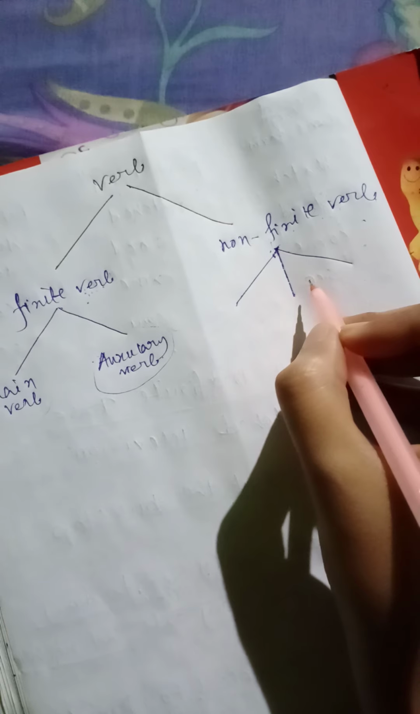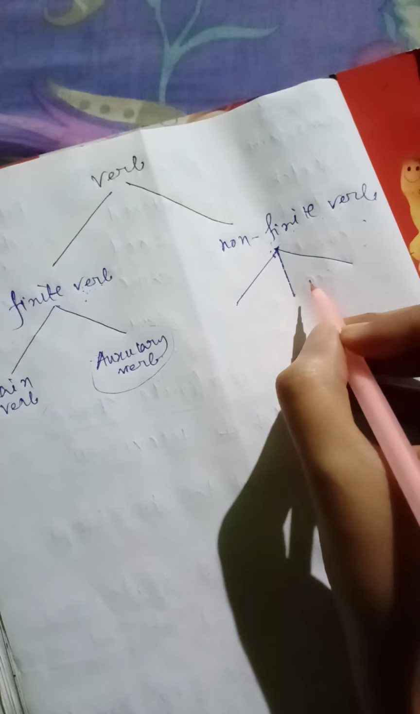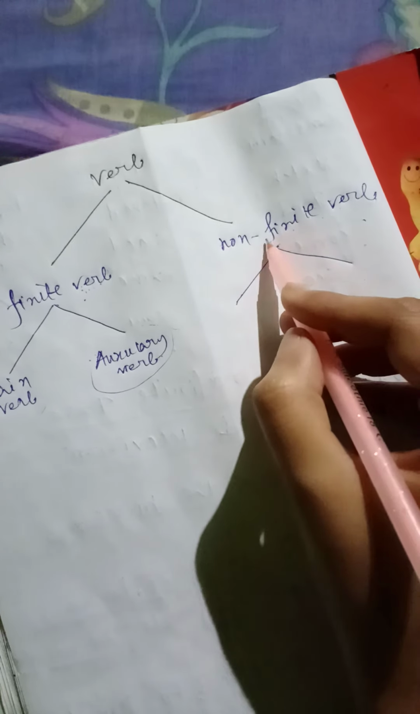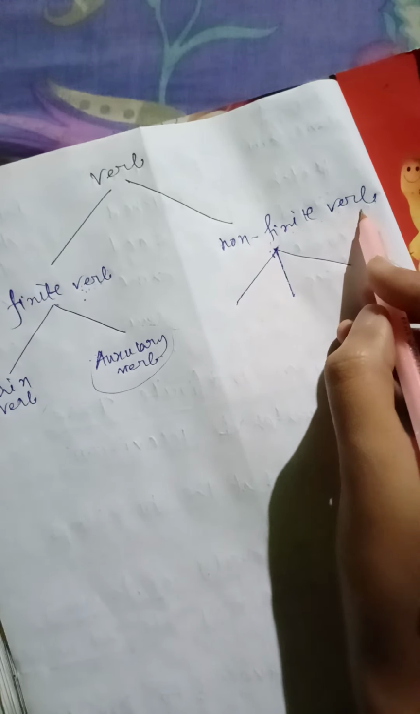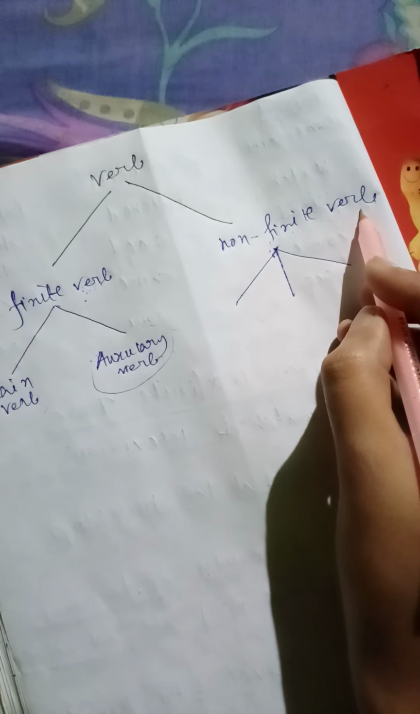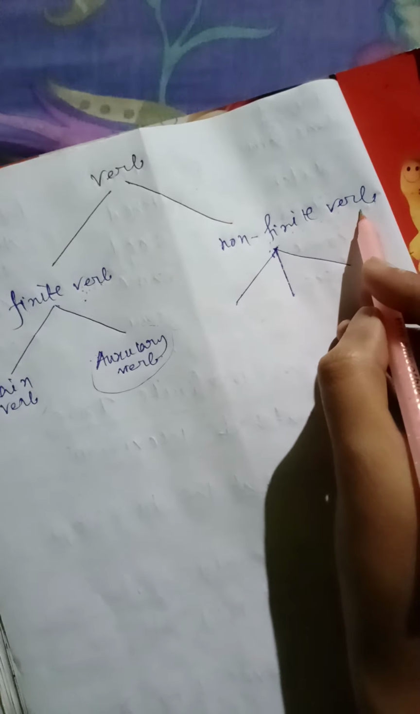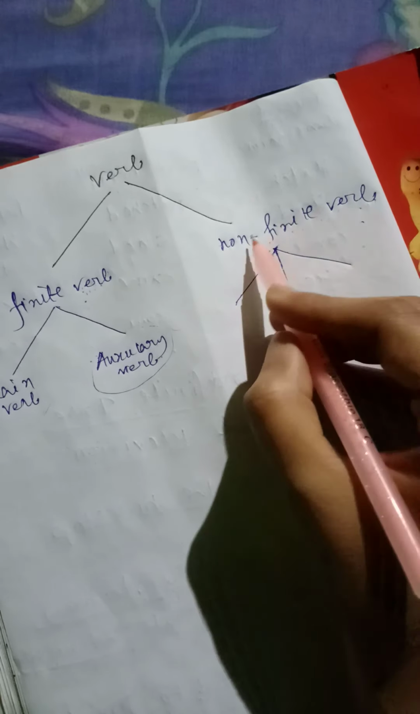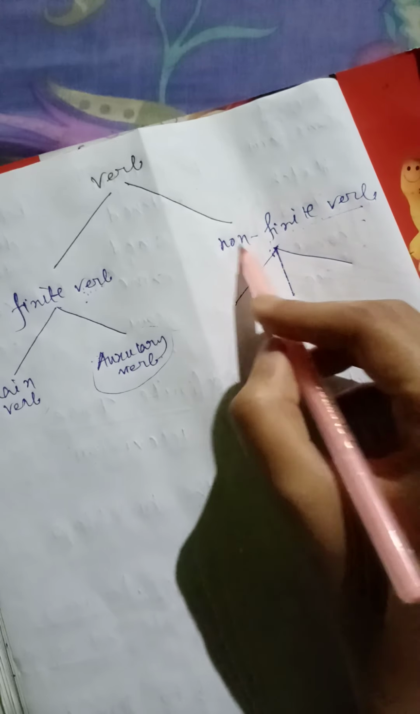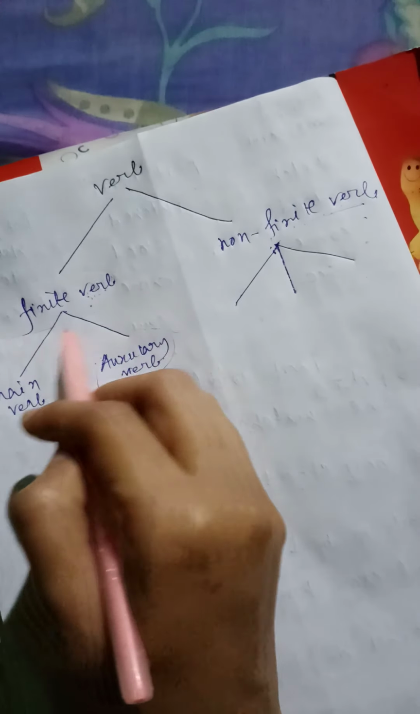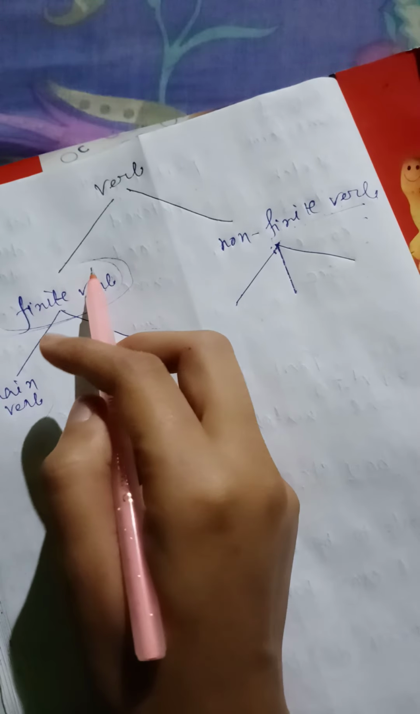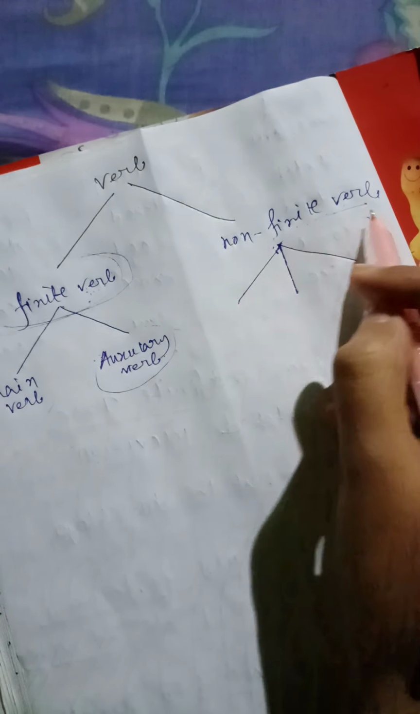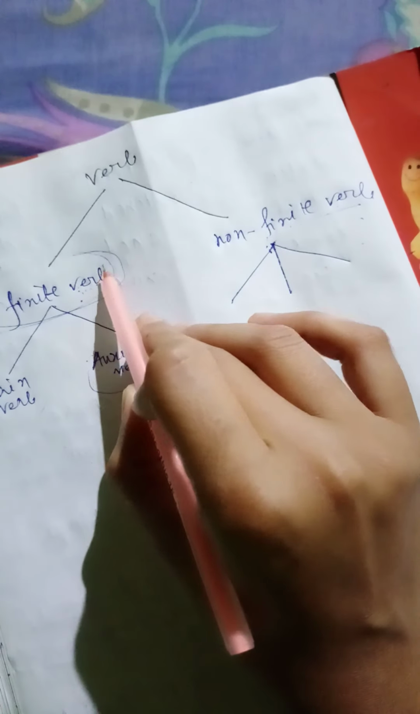Therefore, a non-finite verb is never the main verb in a sentence. Okay. There are three types of non-finite verbs. Got it? By looking at a non-finite verb, we cannot identify a sentence's tense. About which time this sentence is talking, we cannot tell by looking at the non-finite verb. This is the work of the finite verb. The finite verb will only tell you the tense of the sentence, but the non-finite verb is totally different from the finite verb. Okay.